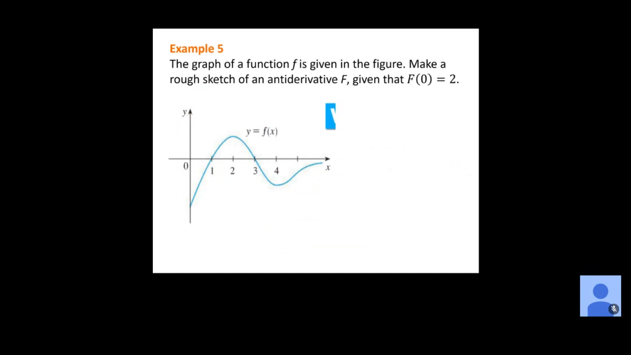All right. So this time they give us a graph, right? And they're telling us that this is the little f. We're trying to find big F. So we just want to sketch a graph. And they tell us here that the point on our big F function at 0 is 2.